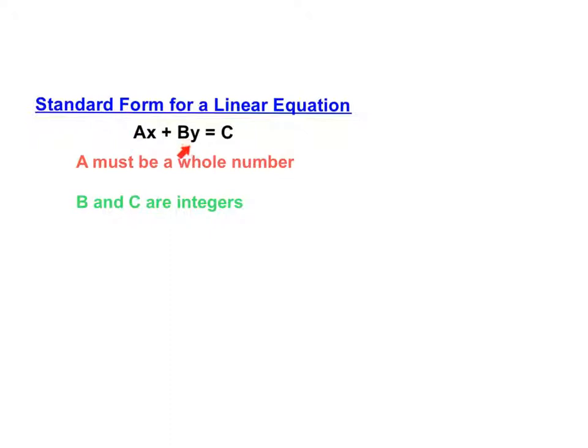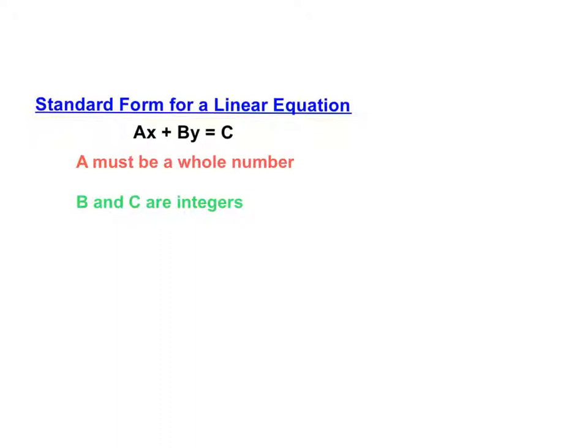No. If it's a whole number, that means it can't be what? Besides negative, it can't be what? Decimal? What else can it be? Fraction. Okay, it can't be a fraction, can't be a decimal, and it can't be negative. That's a whole number. B and C are integers, which means it can be negative, but still no fractions or decimals. Okay, so ultimately, standard form means the first term's not negative, and there's no fractions or decimals.